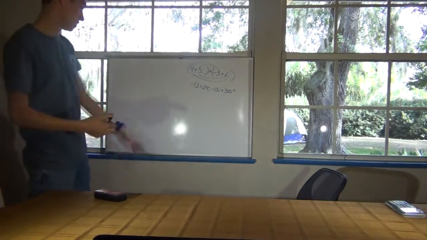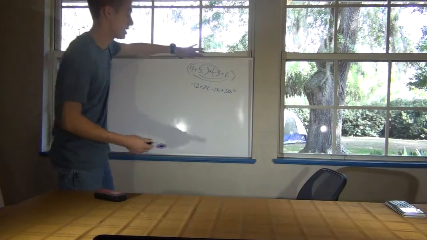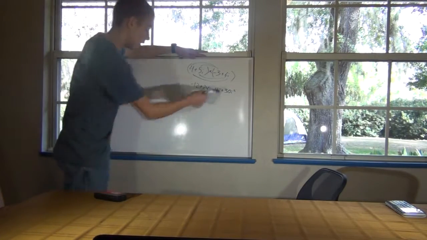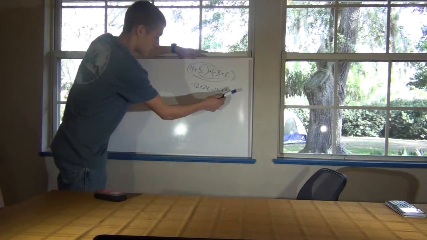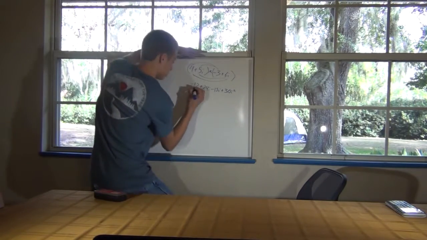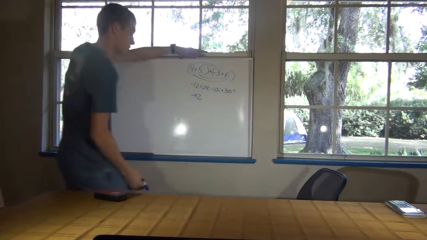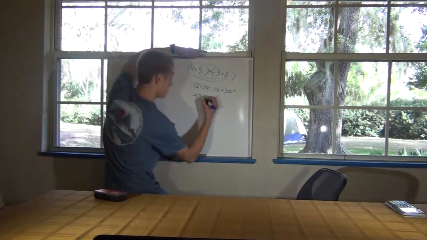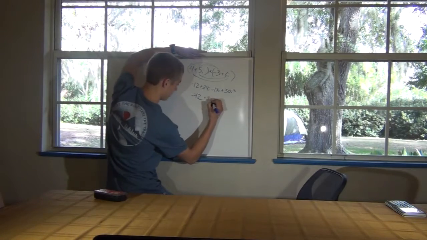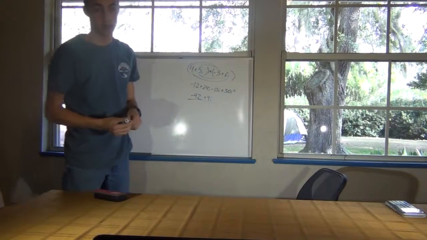Now, to tidy this up a little bit, add your like terms together. And remember, i squared equals -1. So instead of it being 30i squared, it's going to be -30. So now all you have is -42, because you add the -12 and -30. And then you add your +24 and -15, which will just give you +9i. And there you go, you have it in your standard form.